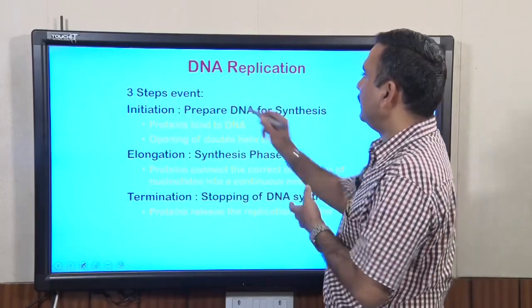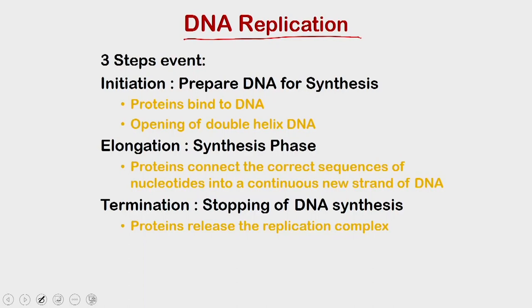There are three steps in DNA replication. These are called initiation, elongation, and termination. In the initiation step, the template DNA is prepared for DNA synthesis. It requires proteins, the machinery, which will go and bind to the double stranded DNA.